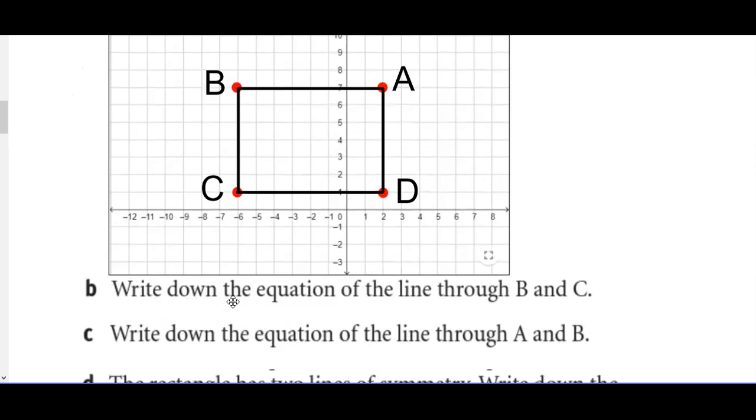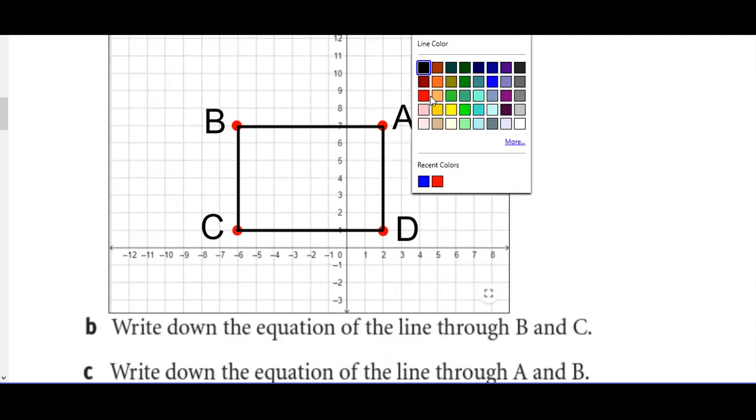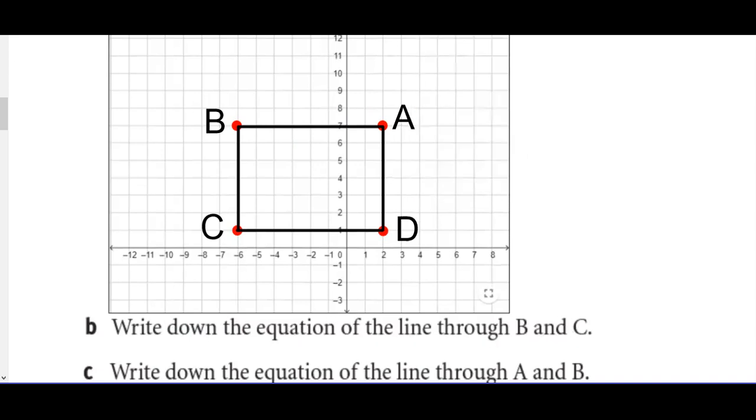Okay, so part B: write down the equation of the line through point B and C. So what we're going to do is take a ruler and draw a line that passes through points B and C. Let me change the color a little bit and make it blue. So we're going to draw a line and write down the equation of the line through B and C.